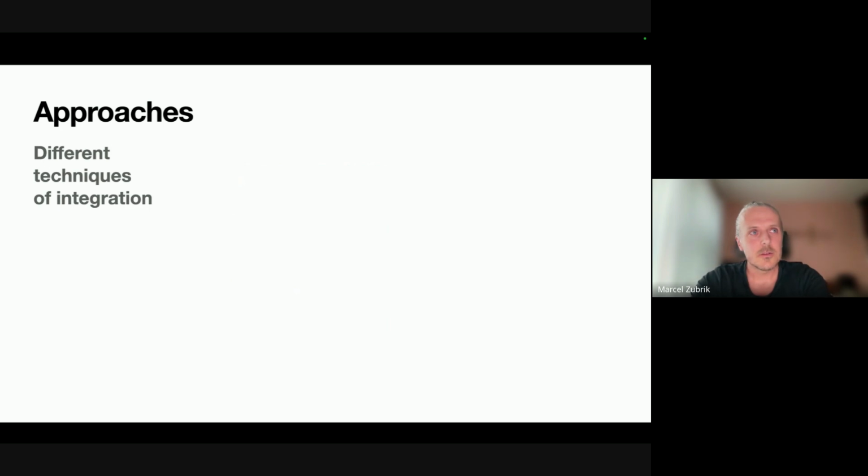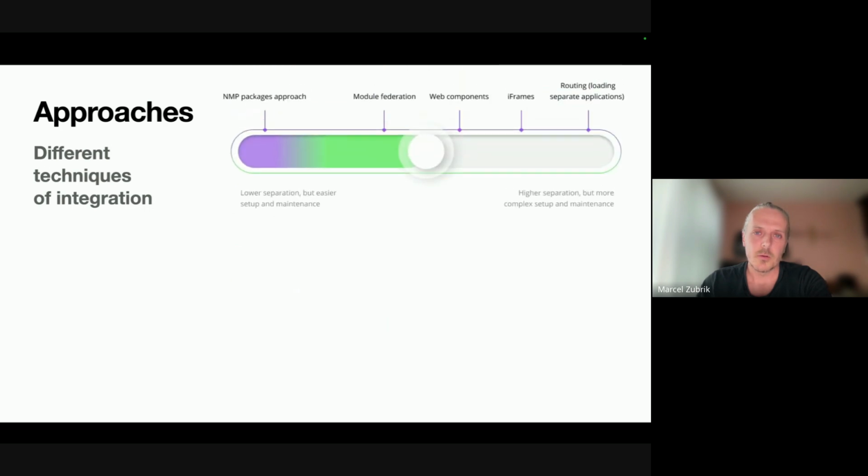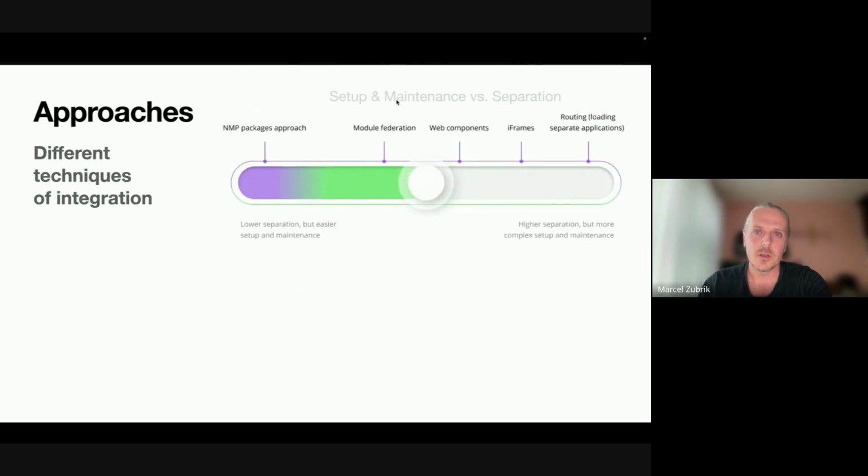So you decided to use micro-frontends. You were feeling happy about making the decision. Now you need to decide the right approach. What does it mean? Different approaches in micro-frontends are about the right balance between the setup maintenance, which means you don't have to work so much on setting it up, and the separation, where the applications are totally separated on the other side.